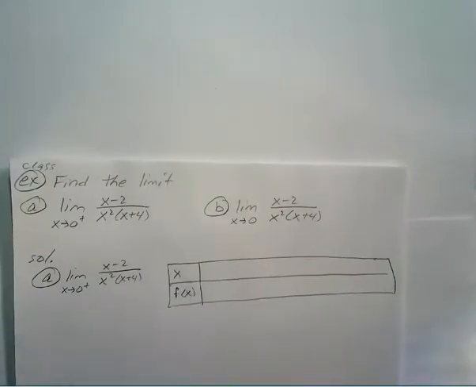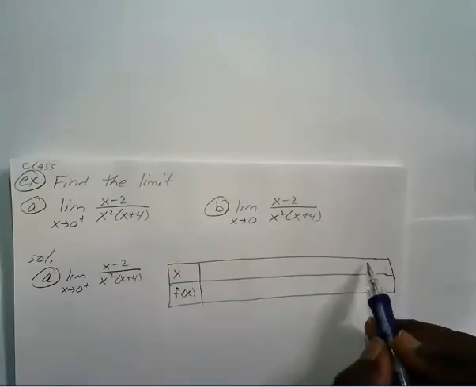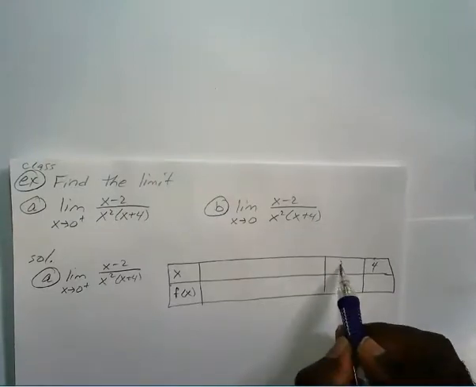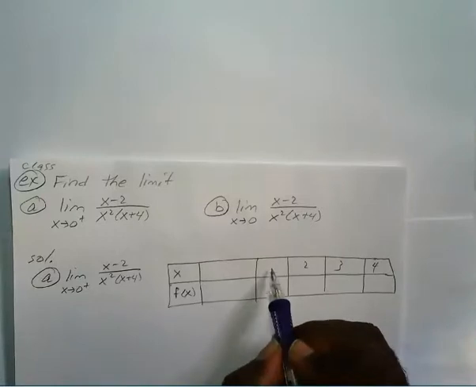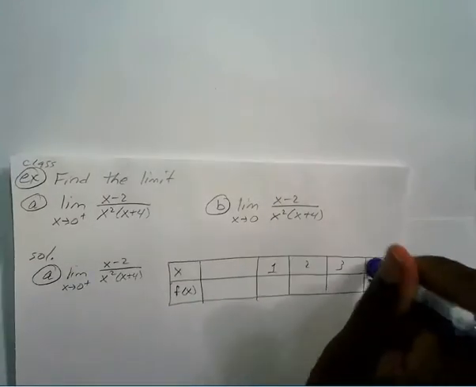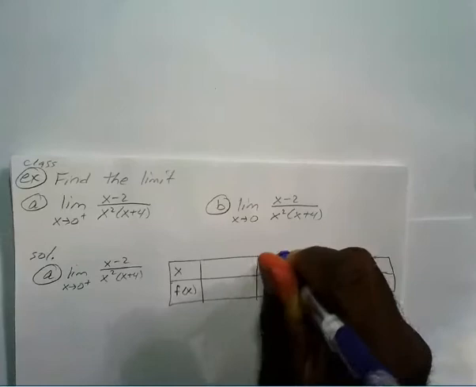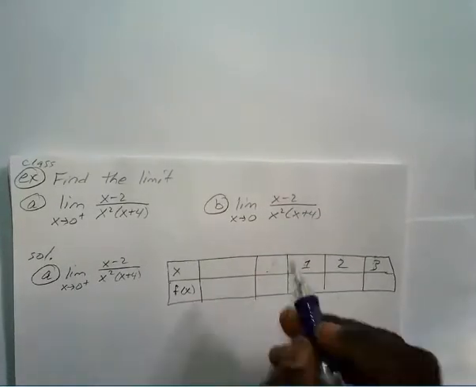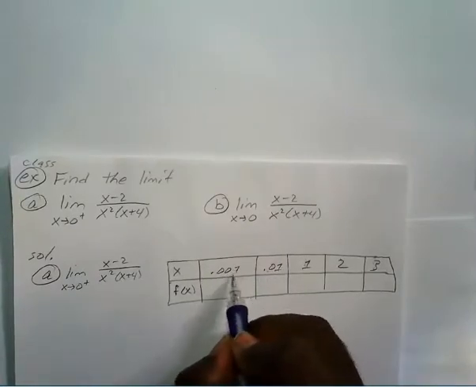We're approaching 0 from the right. I'll pick any values at all. Better yet, I'll just start at 3, since we don't need that many. Let's say 3, 2, 1, 0.01, 0.001. That's good enough.